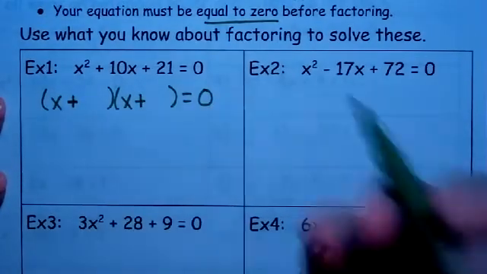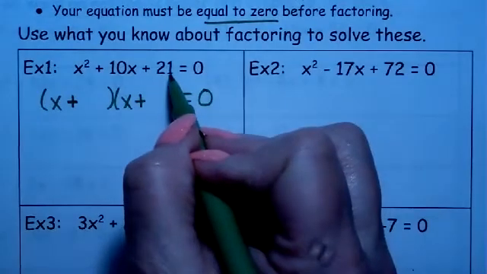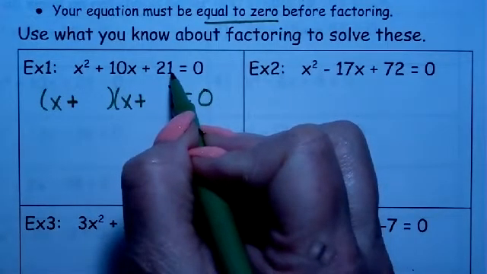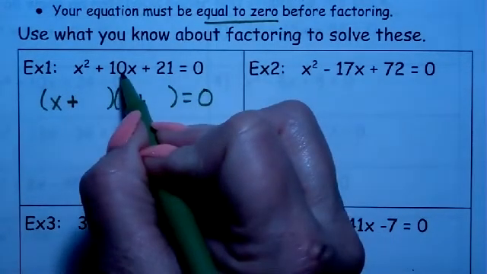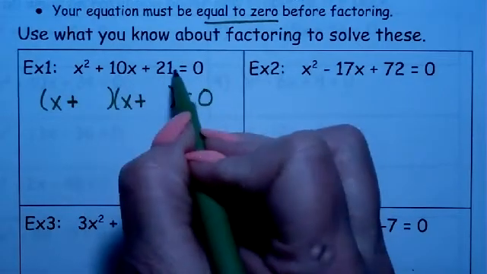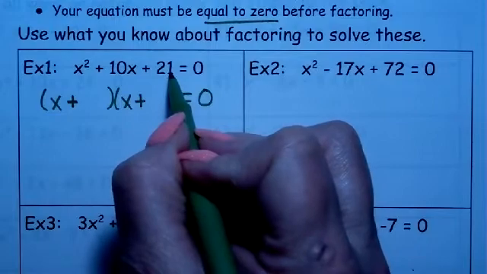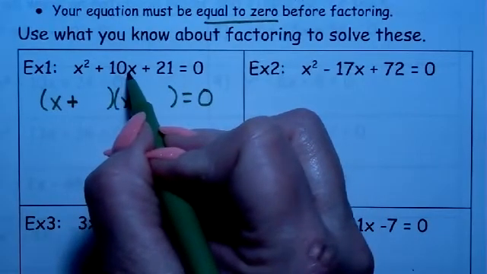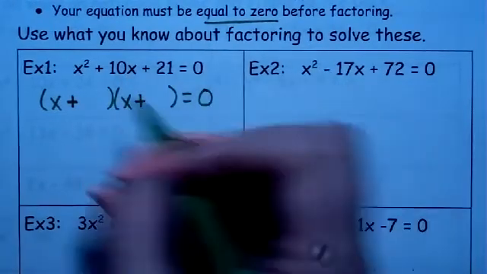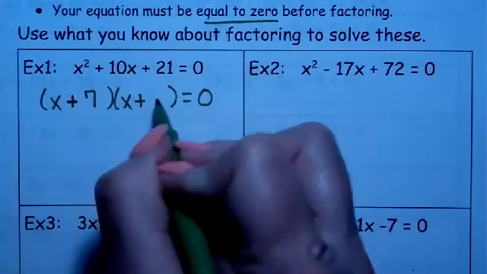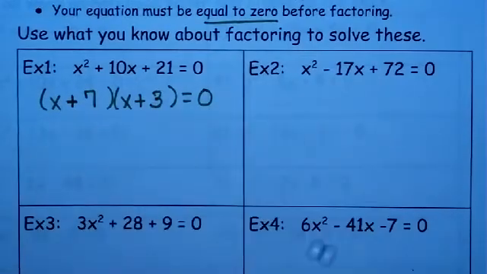Now again, very quickly, 2 numbers that are going to give me 21 when I multiply and add to give me 10. Those 2 numbers are going to be 7 and 3, because 7 times 3 is 21 and 7 plus 3 is 10. So I'm going to put plus 7 and plus 3.